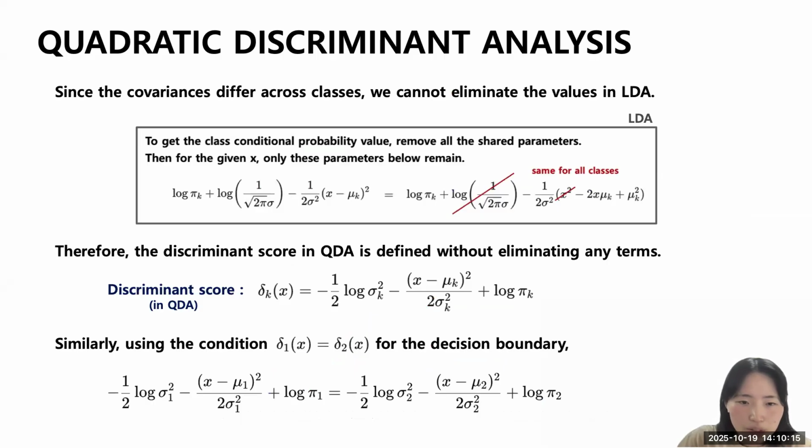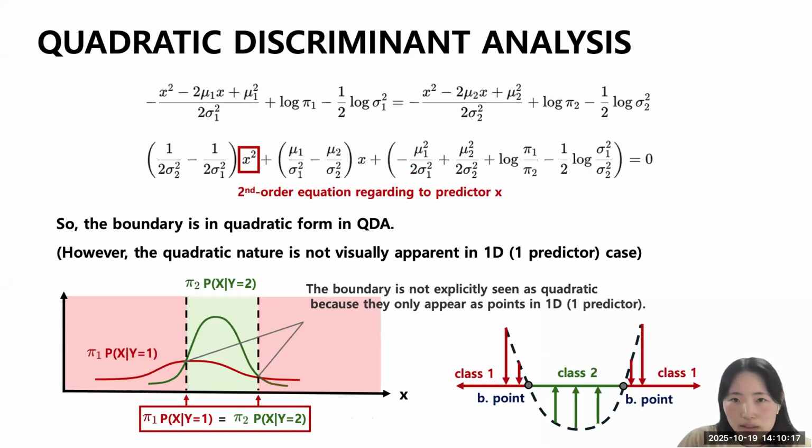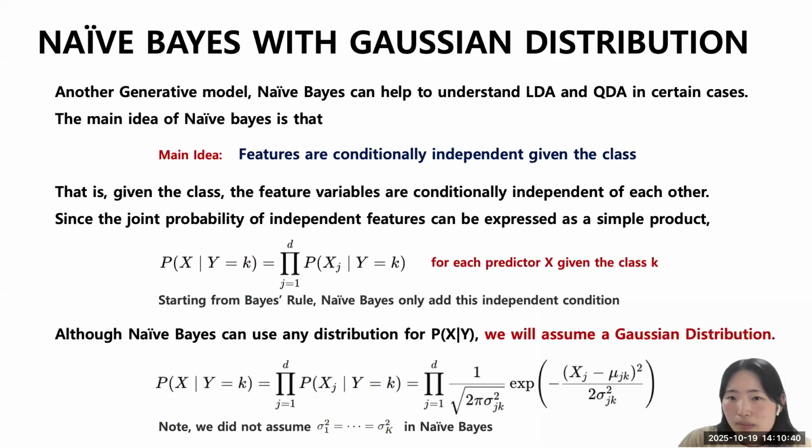Similarly, we can get the boundary by setting delta 1 equal to delta 2. The resulting equation contains an x squared term, forming a second-order equation. This shows that QDA produces quadratic decision boundaries. However, in the one-dimensional case, the boundary only appears as 1 or 2 points, so the quadratic nature isn't visually apparent.